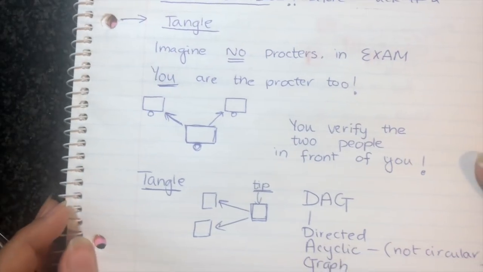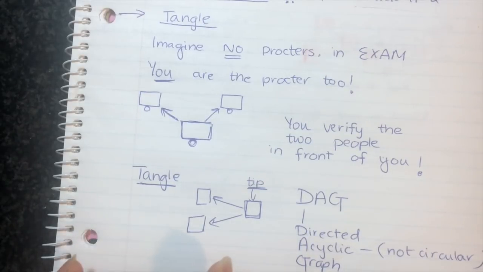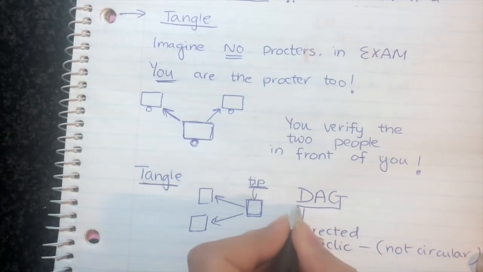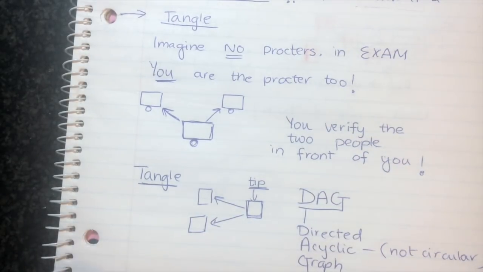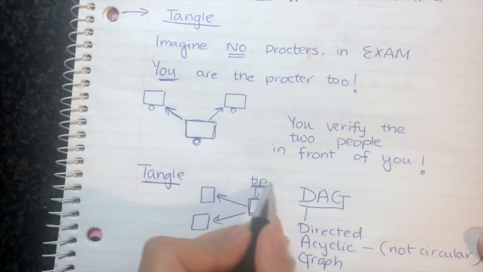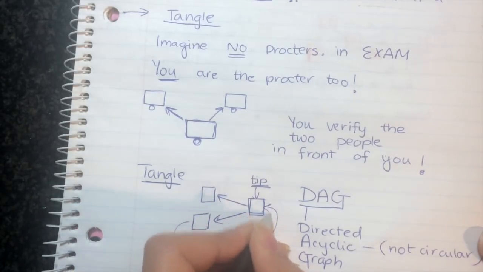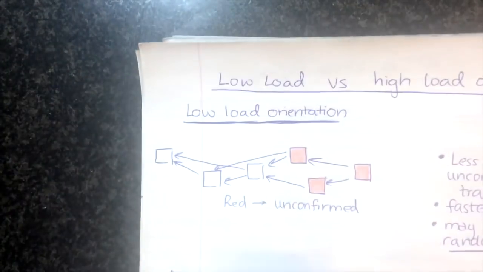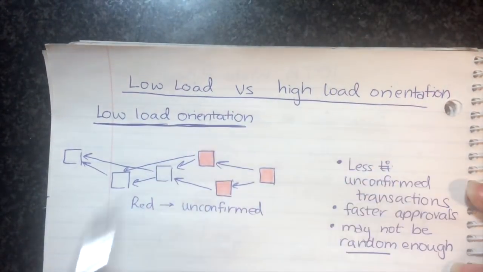Now, the Tangle's graph is called a DAG. DAG is a directed acyclic graph. Acyclic means that it is not circular. This means that something that is already being verified will not verify a new transaction. So you will never see a scenario that goes something like that. Okay? And now I'm going to be talking about a low load versus a high load orientation.